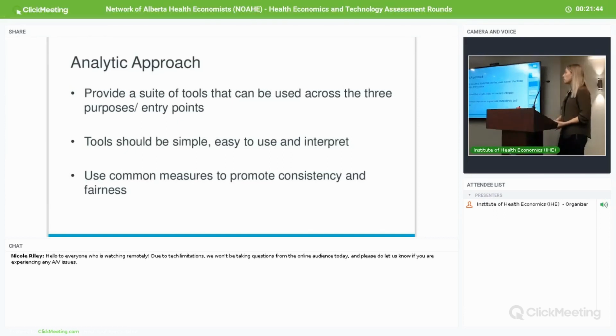So first, our analytic approach was to provide a suite of tools that could be used across the 3 purposes or entry points, keeping in mind that those are distinct enough that they can't all be met with one tool. We wanted to make sure the tools were simple, easy to use and interpret. We wanted to be able to hand these off to the policy and program areas so that they could actually interact with them, use them, and make decisions based on them. And we wanted to use common measures across the tools so that they would promote consistency across the use of the tools, but also consistency in how we approach different local areas and geographies and communities.